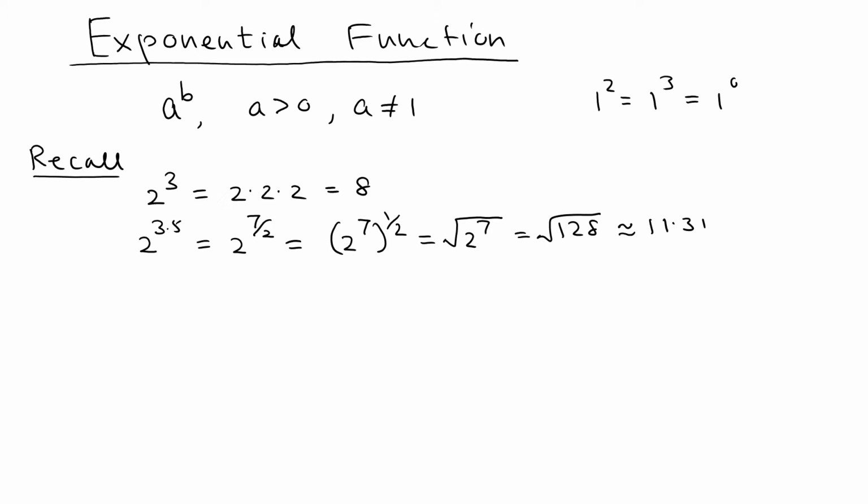So that means if you have a decimal number like 3.5, you can convert that into a rational number, and then we can calculate that. Now the question is, what if you have something like this? So let's say 2 to the 3.2 repeating.